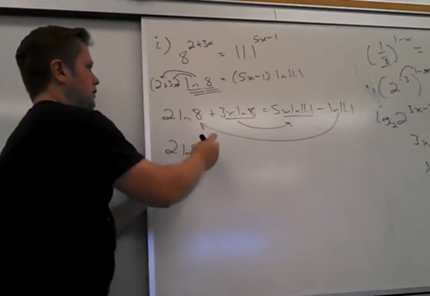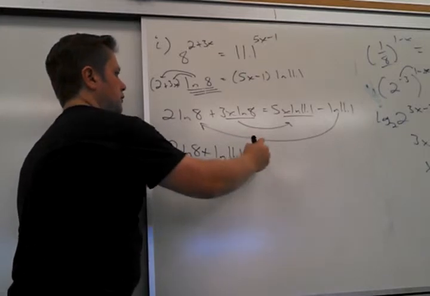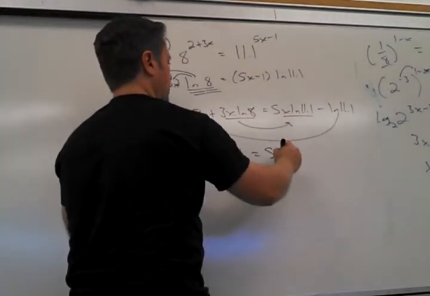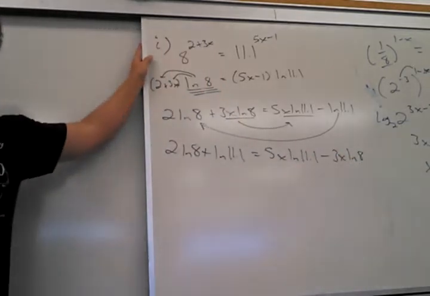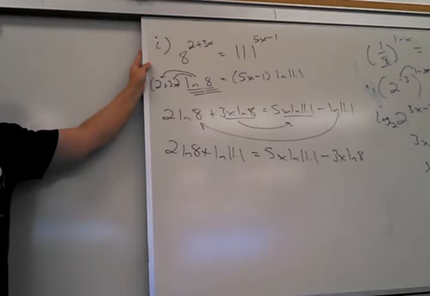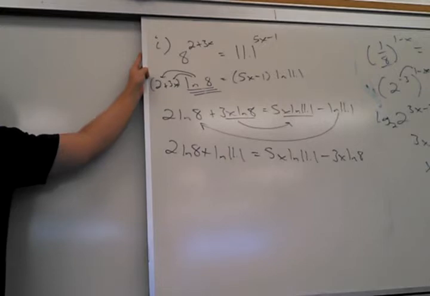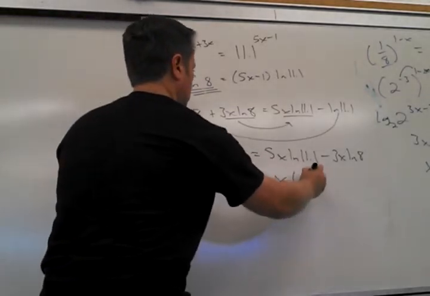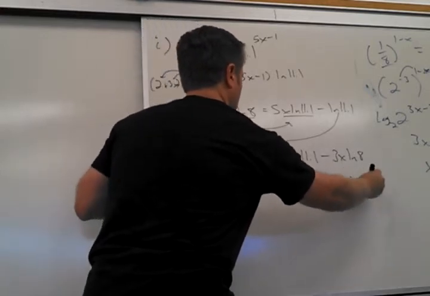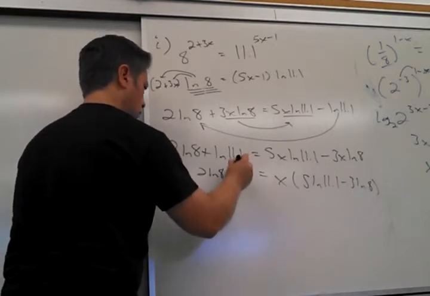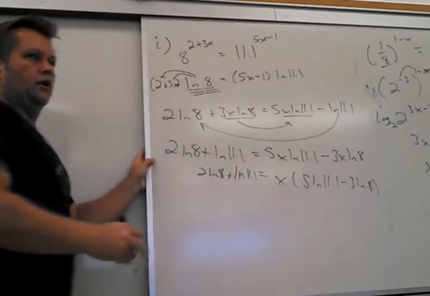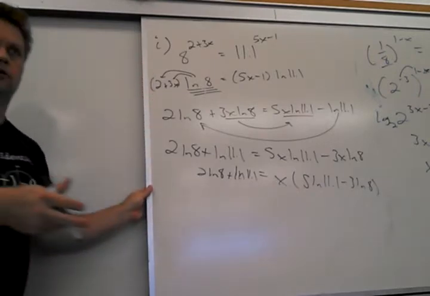So 2 ln 8 plus ln 11.1 equals 5x ln 11.1 minus 3x ln 8. I'm going to let you guys absorb. All I did was subtract the 3x stuff and add the ln 11.1 stuff. Now what can I do? Pull the x out. This would be x times, and then of course, divide by the stuff you don't want.